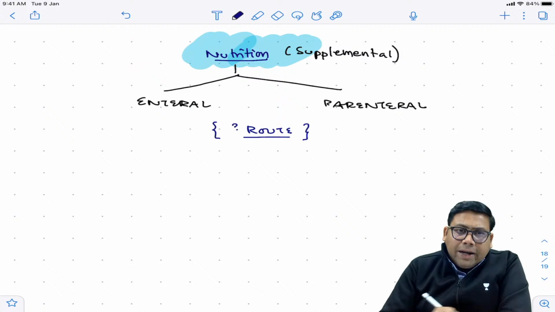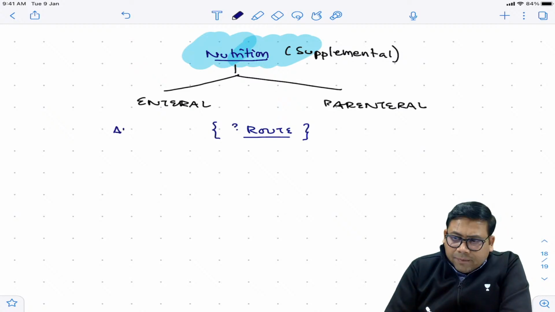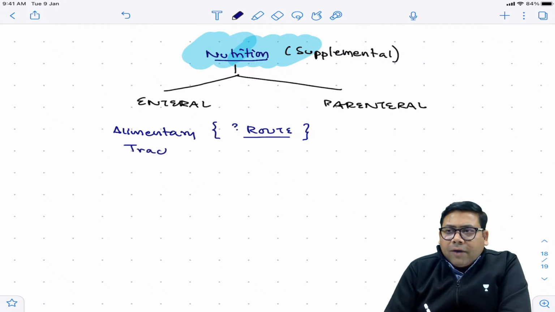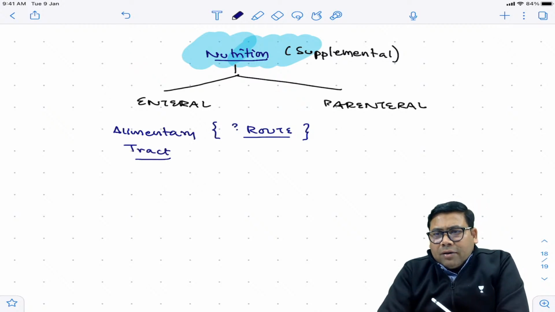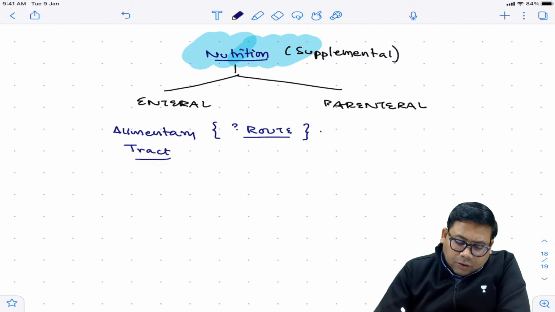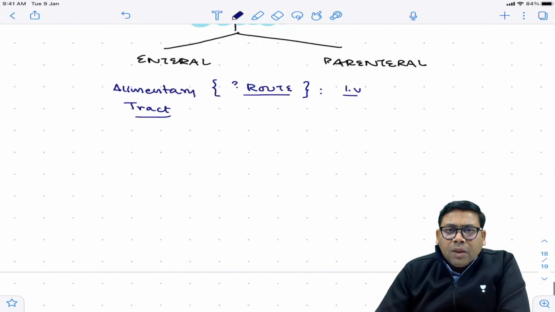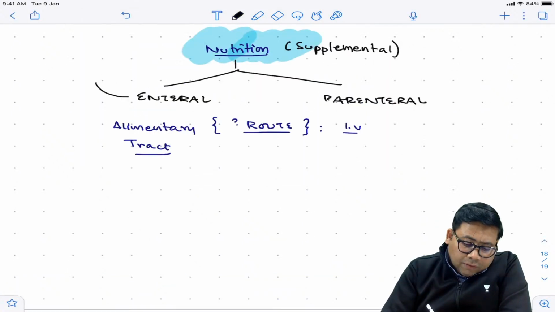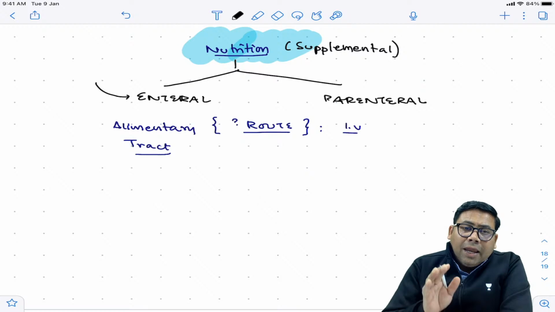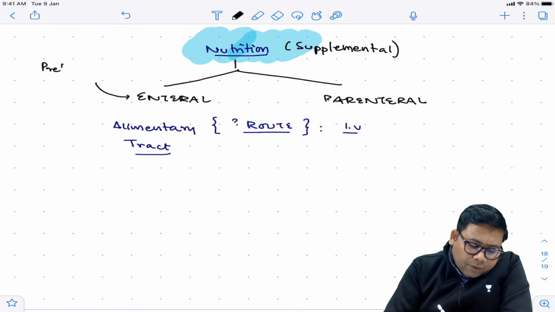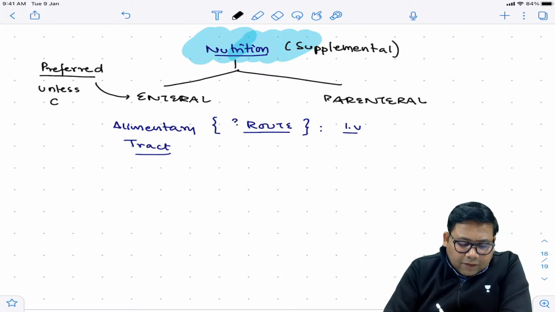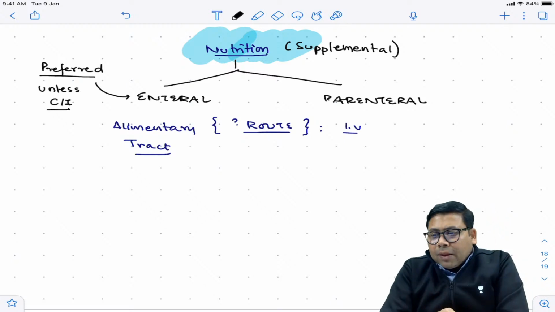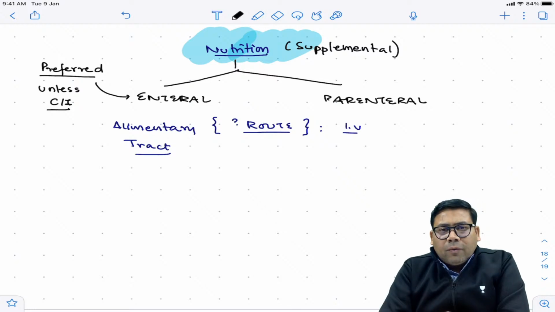Anyways, so enteral nutrition, when we talk about the route, is the alimentary tract. And when we talk about parenteral nutrition, the route is IV, intravenous. Now, the question is which is preferred? Answer is enteral nutrition is preferred, to an extent that we write preferred unless contraindicated. So you don't have any choice other than enteral. If enteral is not there, then only you'll go for parenteral.